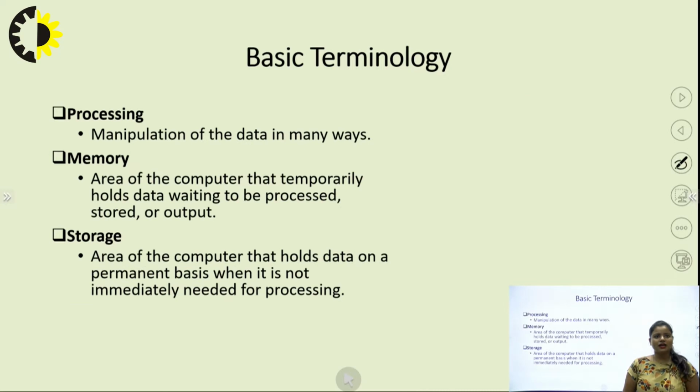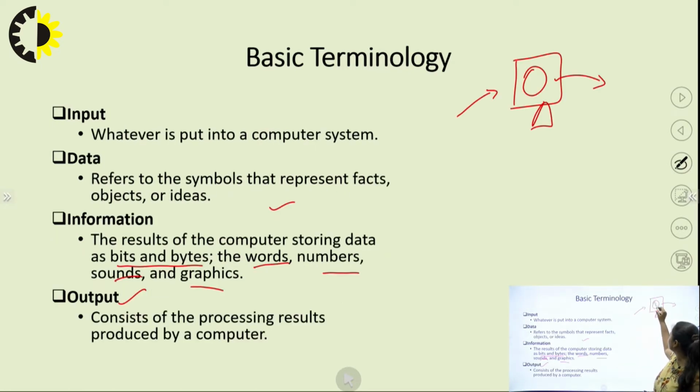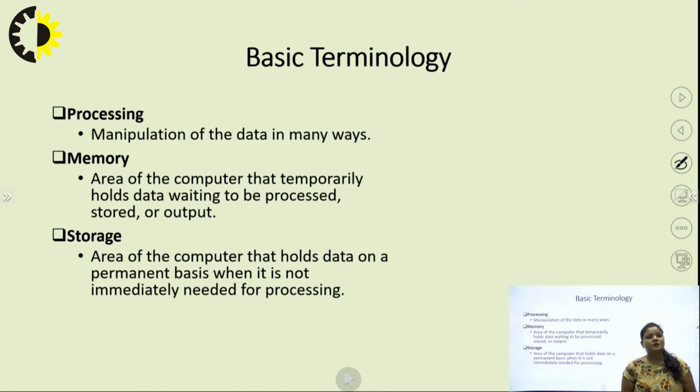So next, what is processing? Processing is basically manipulation of data in many ways. Whatever approaches we use inside the computer system to perform any task, this is the processing method. So manipulation of data in many ways, in short, is processing.